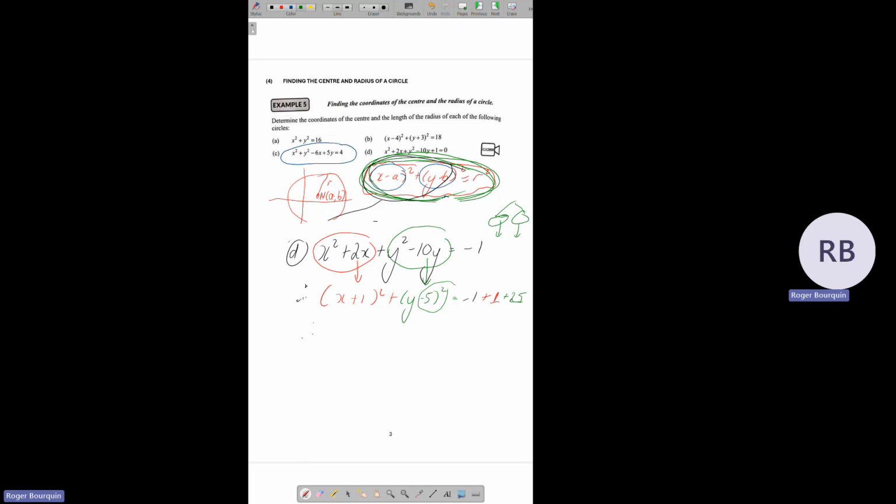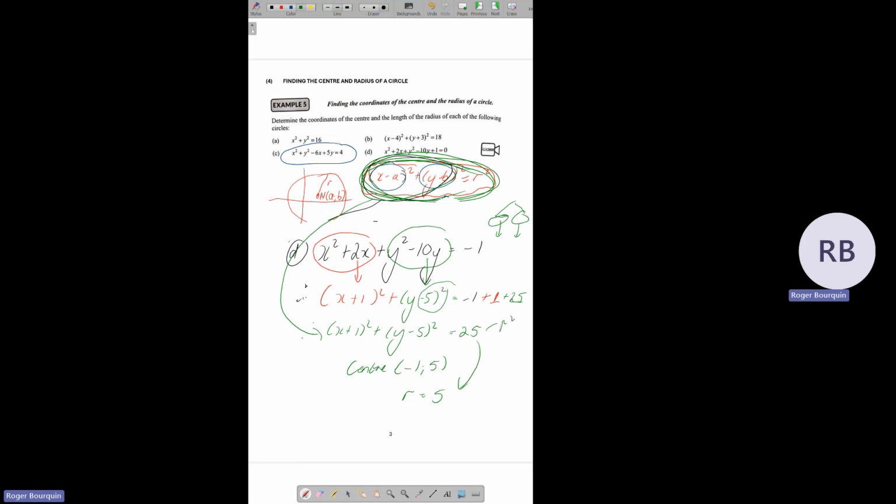So you end up with, therefore, x plus 1 squared plus y minus 5 squared is equal to 25. Now you've got it in this format over here. So your center, opposite signs in the bracket, is going to be minus 1, 5. And your radius will be the square root of 25, which is equal to 5. This number, remember, is the radius squared.